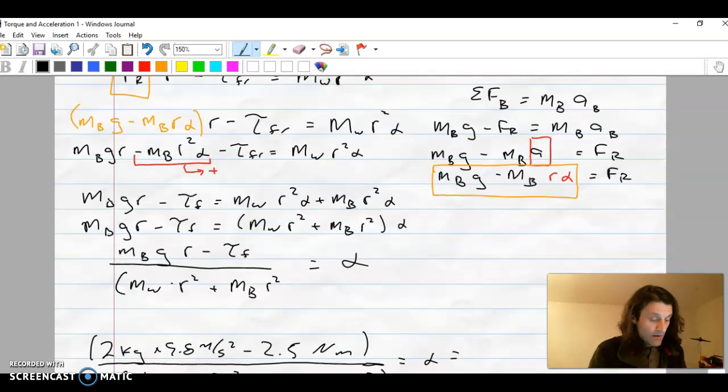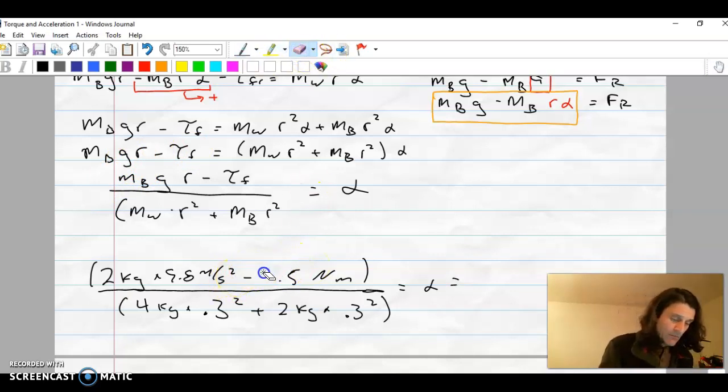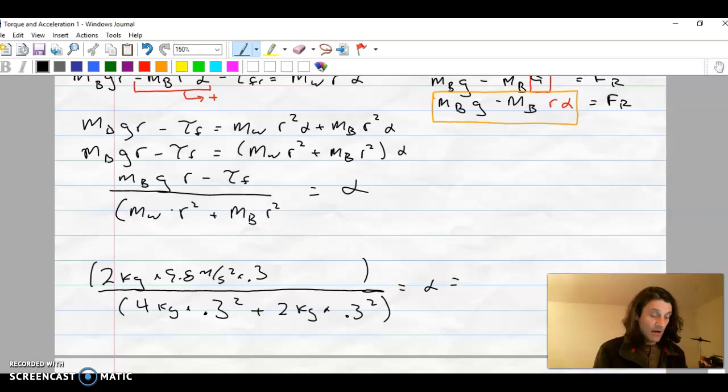And so now it's time to put numbers where letters are. The mass of the block is 2 kgs. G is 9.8 meters per second squared. Oh, I forgot the radius, didn't I? So it's 2 times 9.8 times the radius, times 0.3, minus 2.5 newton meters, times 0.3.